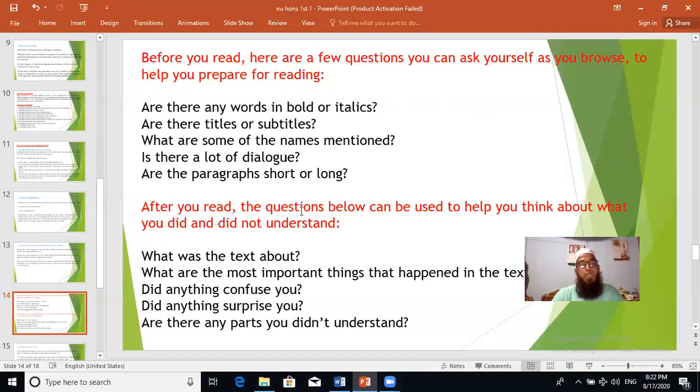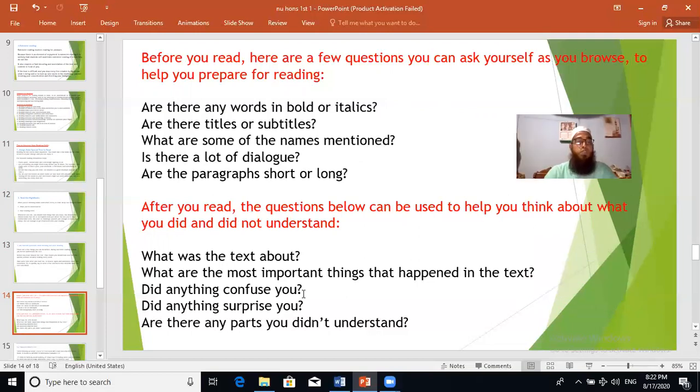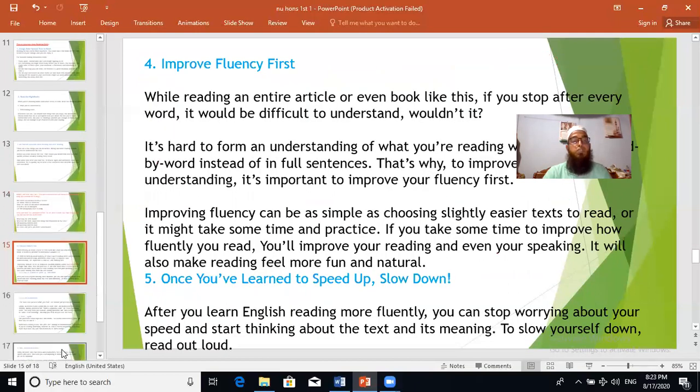After you read, the questions below can be used to help you think about what you did and did not understand. What was the text about? What are the most important things that happened in the text? Did anything confuse you? Did anything surprise you? Are there any parts you didn't understand? These are the questions that you may ask after reading the passage, and that will help you to understand the text and improve your reading skills.